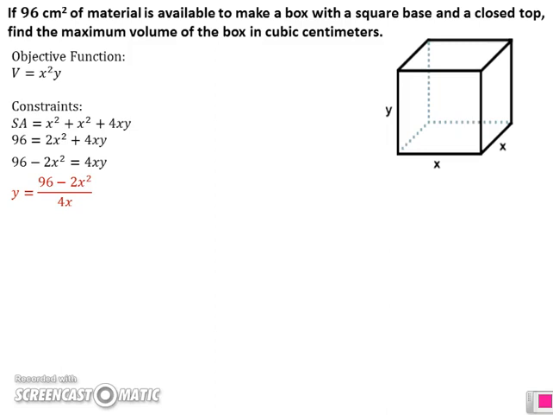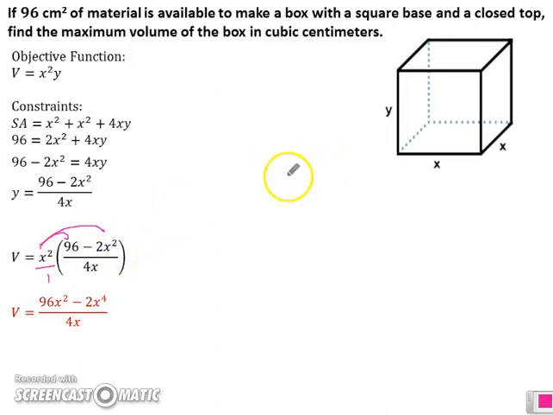And now we can plug that into the volume equation. It's kind of messy. We can simplify it though a little bit. It doesn't really matter how you do this. I distributed. We could have canceled an x first, but I just brought the x squared and the 96 together and the x squared and the 2x squared together. But now you really can divide everything by 4x.